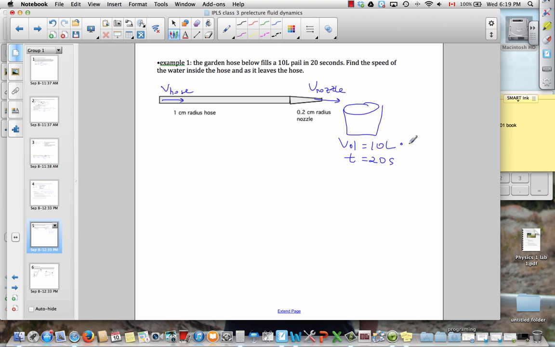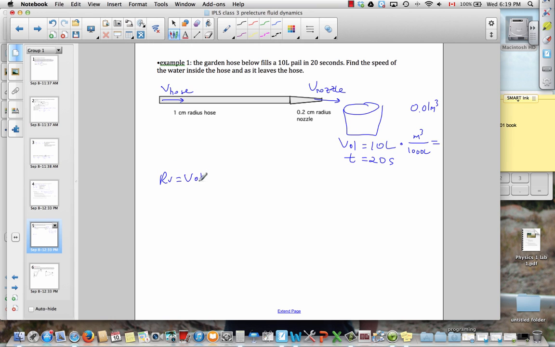Now, clearly there's a difference in radius there, so that's going to lead to a change in speed. Now, the SI unit of volume isn't the liter, it's the cubic meter, and a cubic meter is 1,000 liters. So that's 0.01 cubic meters, rather. Okay, so we'll set up our continuity principle.